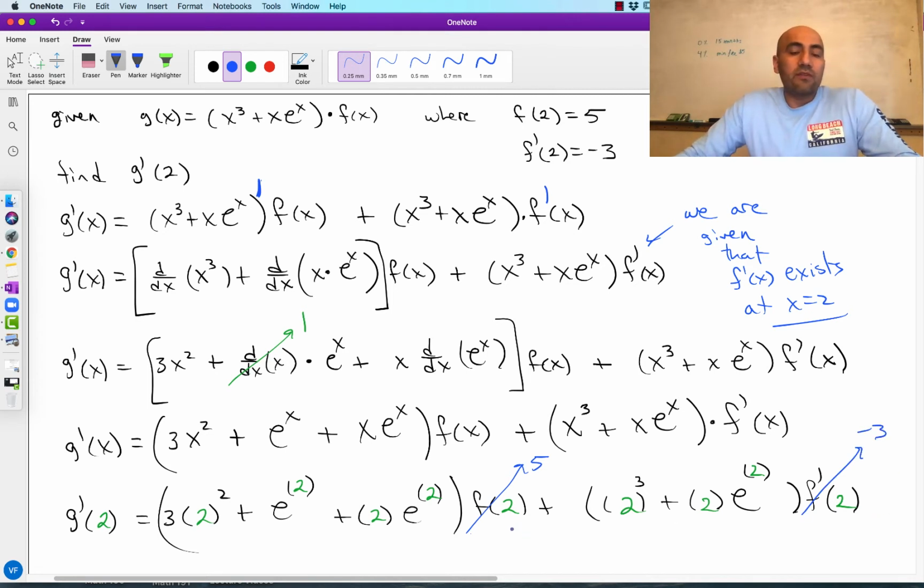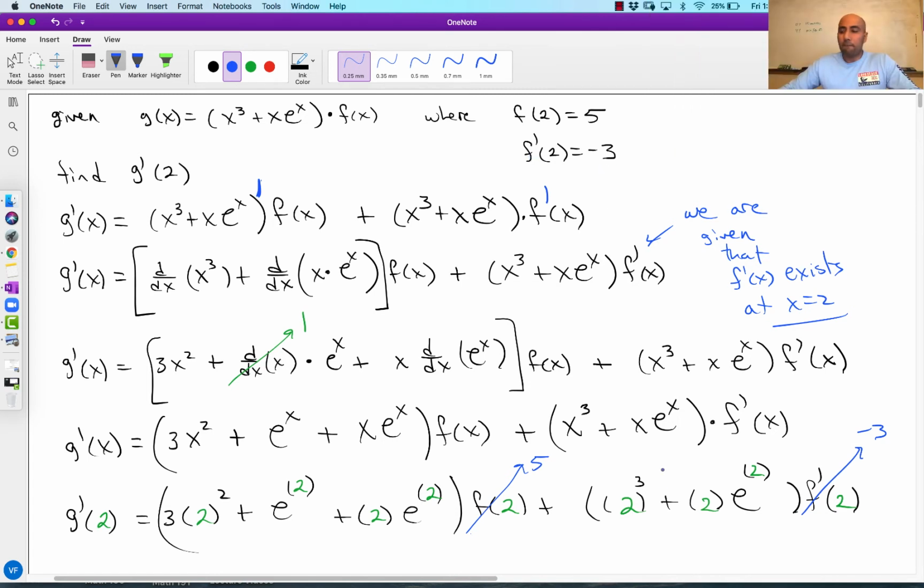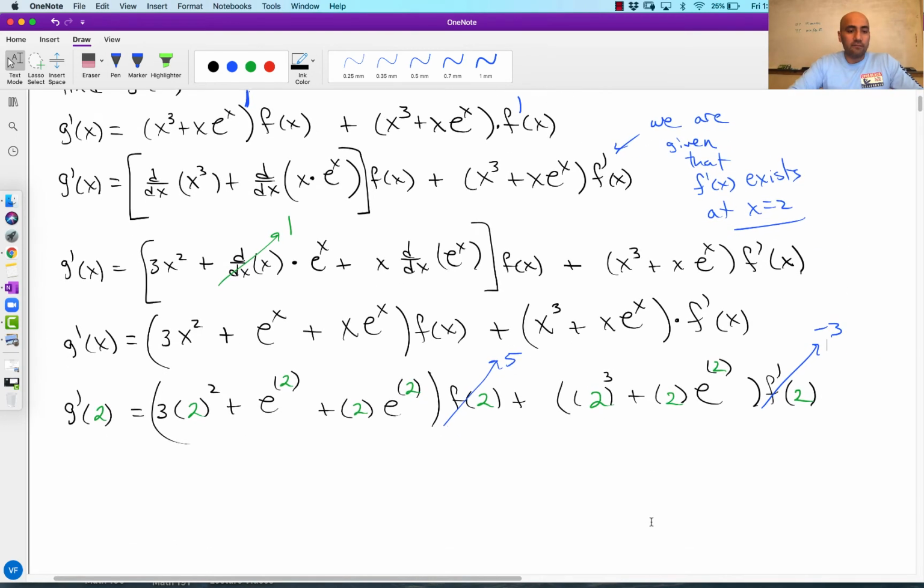We were never given what f of x is, but that's okay. We just needed to know what f of 2 was, and f of 2 is 5. Likewise, we didn't know what f prime of x is, but we don't need to know it. We were just simply told that f prime of 2 is negative 3. Okay, so now we simplify, and we're almost there.